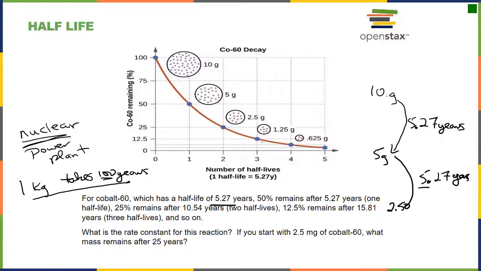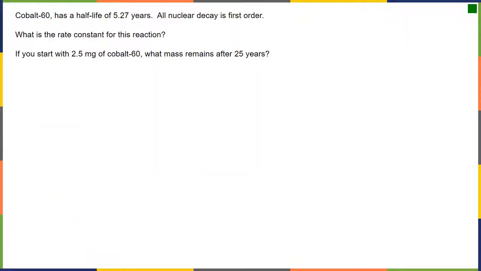Okay, half-life is half-life. So let's consider a nice decay of cobalt-60, which has a half-life of 5.27 years. We want to know, first of all, what is the rate constant? Now, why do we want to know the rate constant?